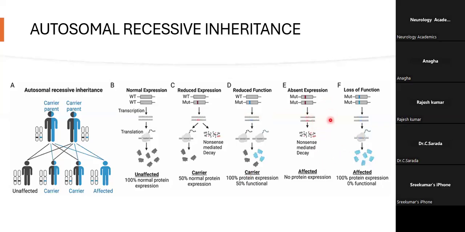Whereas in case of when the patient is affected, that is, both the strands carry the mutant allele, there can be two ways in which this can manifest. One is that there is nonsense mediated decay, that is, there is no protein that is produced.